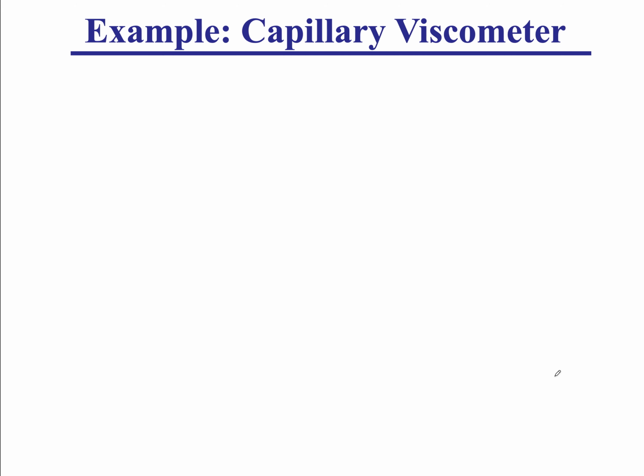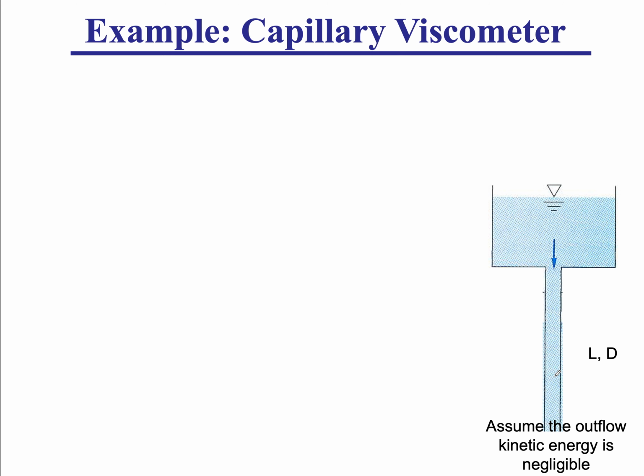And now we can solve an example using the assumption of a laminar flow. So they tell you, assume that the laminar flow in this capillary viscometer, which is this particular geometry, it's a reservoir. It's a model for a capillary viscometer. It's a reservoir over here, and here you have a very small diameter pipe. That's why it's a capillary.